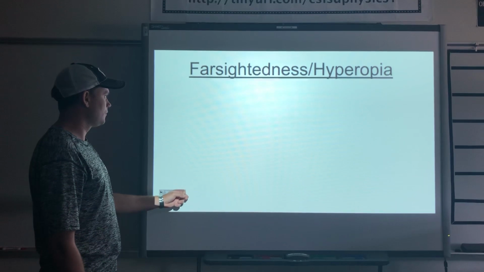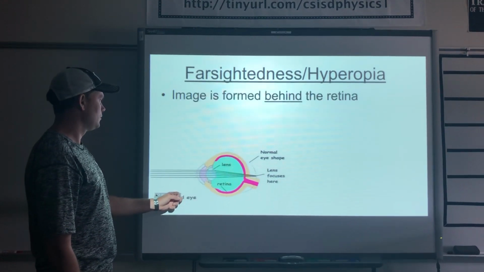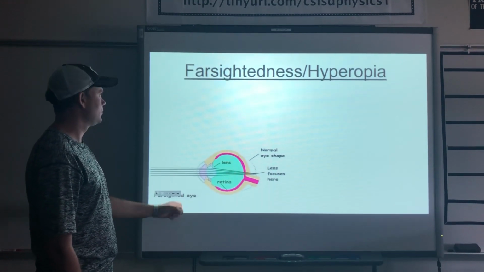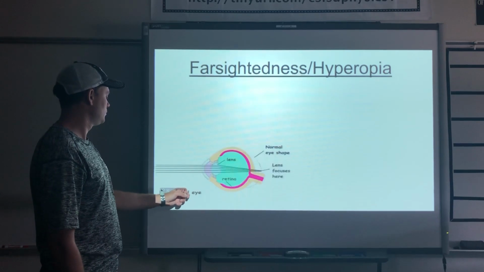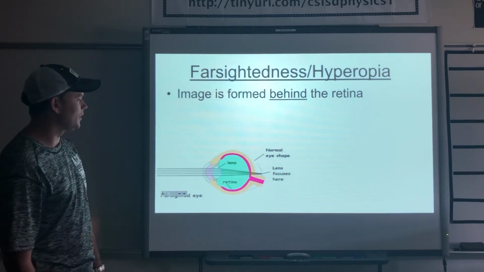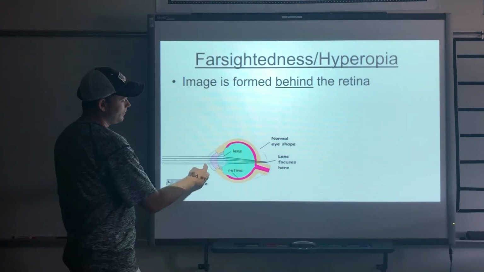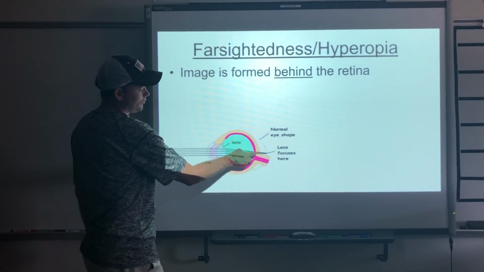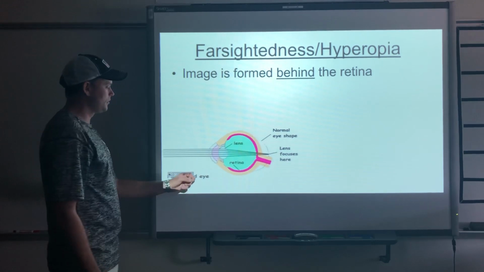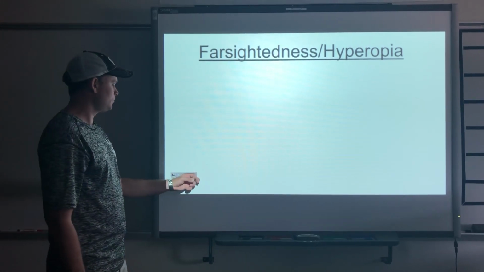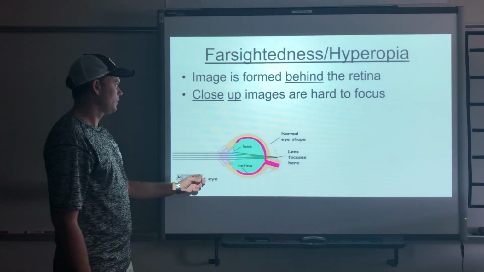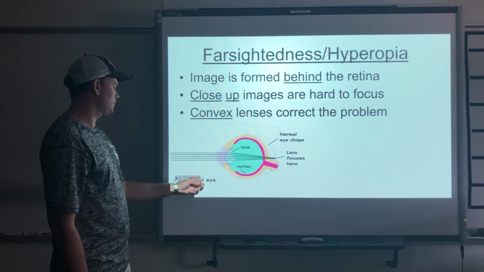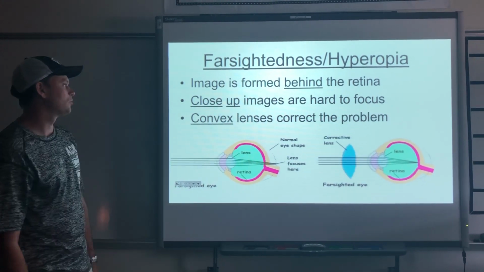And then you have the other type of issue, farsighted. Farsighted people can see far away just fine. The image forms behind their retina though. So notice it's got to form right here. And if it forms back here, then it's no good. Okay, so close-up images are hard to focus, and a convex lens will correct the problem.